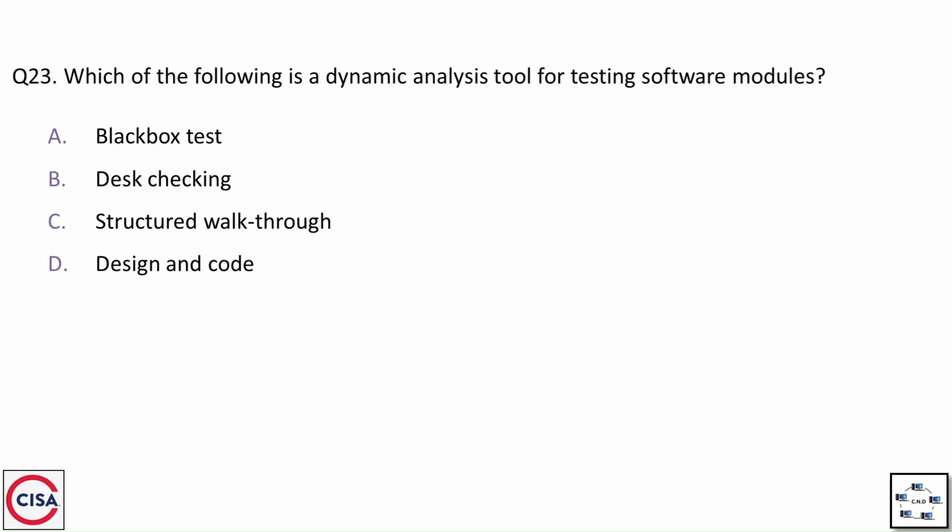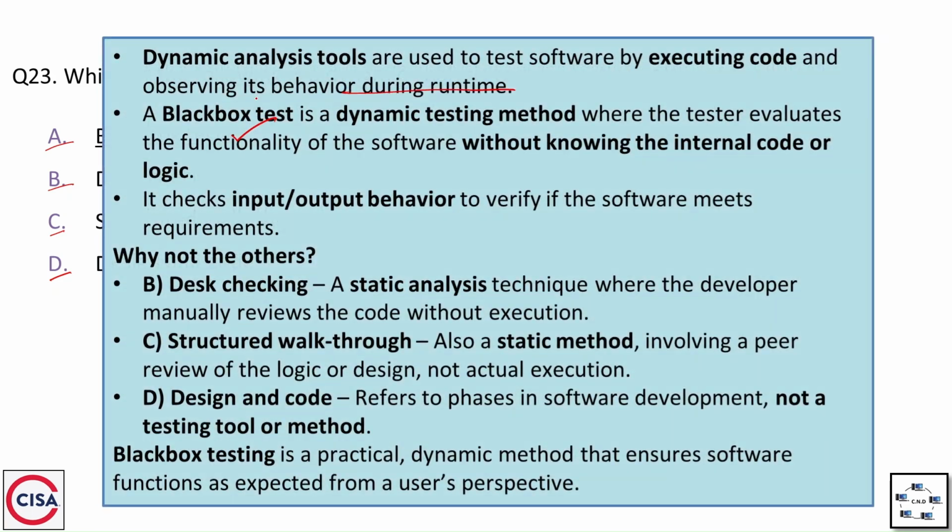Question number 23, which of the following is a dynamic analysis tool for testing software modules? Option A, black box test. Option B, test checking. Option C, structured walkthrough. And option D, design and code. And the correct option is option A, black box test.